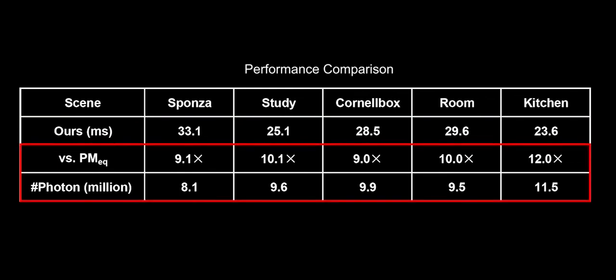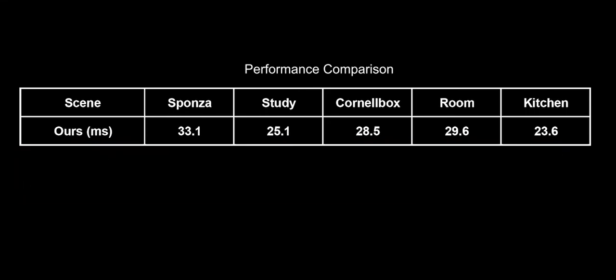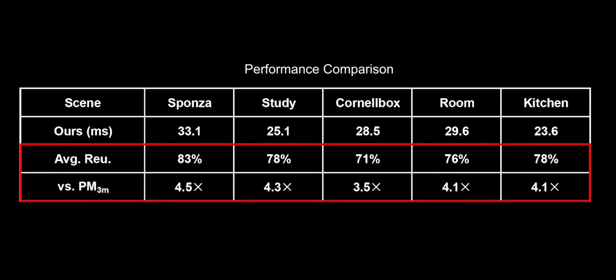Compared with the traditional photon mapping method, which has comparable quality images in the foveal regions, our method is substantially faster and achieves a 9 to 12 times speedup. Even compared with the photon mapping method with the same photon number, our method is 4 times faster due to 71% to 83% photon reuse.